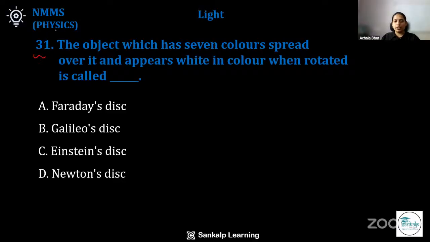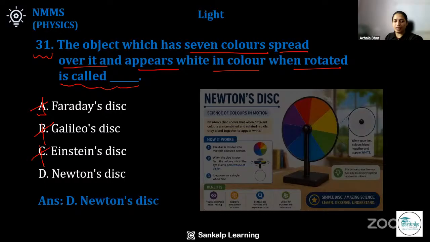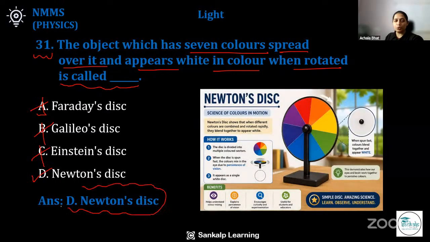Let us see question number 31 of NMMS Physics chapter Light. The object which has seven colors spread over it and appears white in color when rotated is called. Option A, Faraday's disc, wrong. B, Galileo's disc, wrong. C, Einstein's disc, wrong. D, Newton's disc? Yes. Option D is correct. It is Newton's disc. Newton's disc has seven colors, VIBGYOR colors.